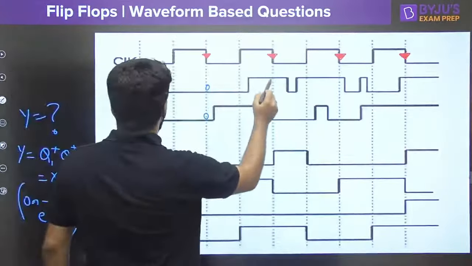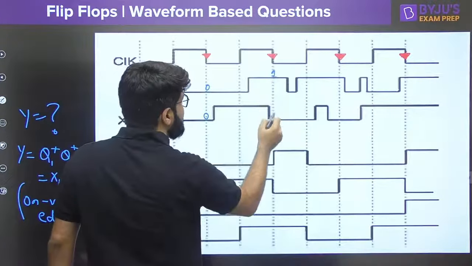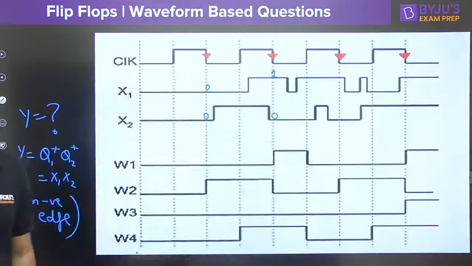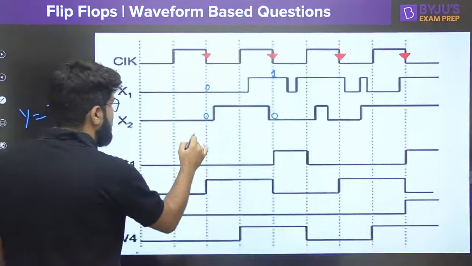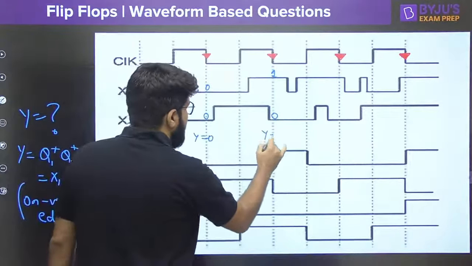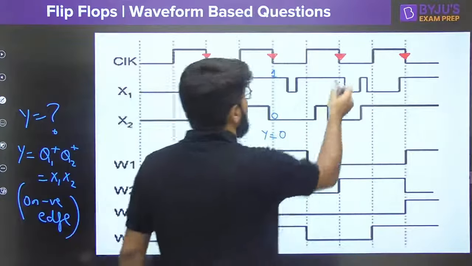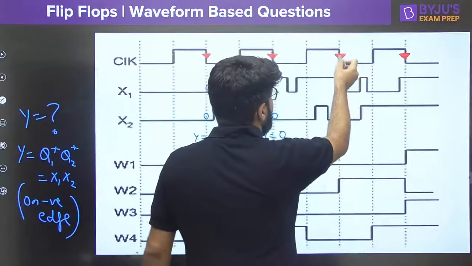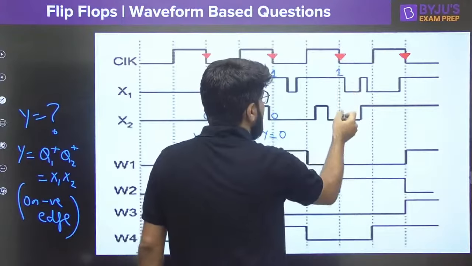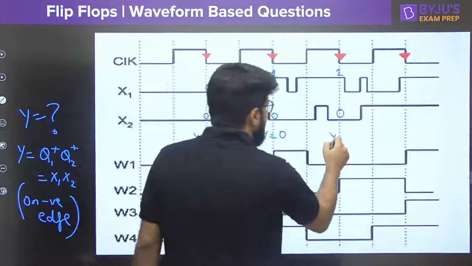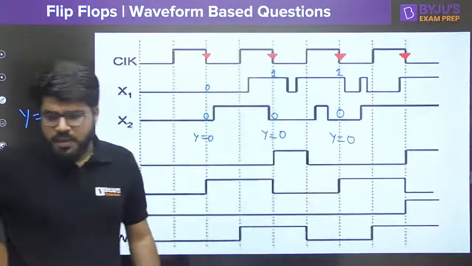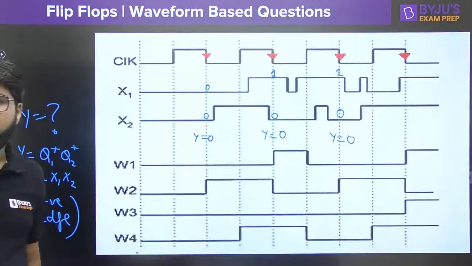At the next negative edge, this is 1, but this fellow is 0. What is 1 into 0? It is 0. So at the second edge also the result should be 0. Let me write down Y is 0 here. Here also Y should be 0. Now the next negative edge, this is 1, but the X2 fellow is again 0. So what is the product of 1 and 0? It is still equal to 0.